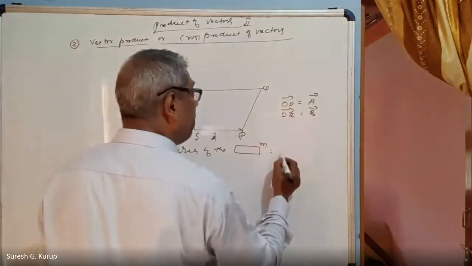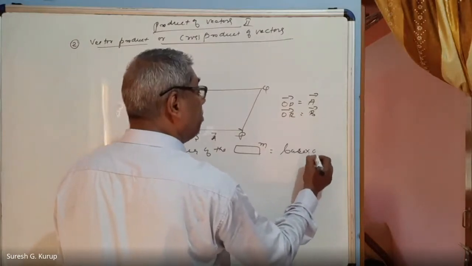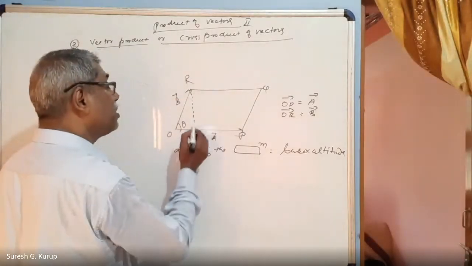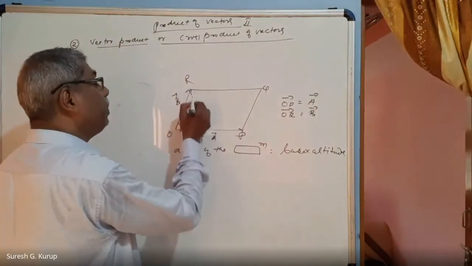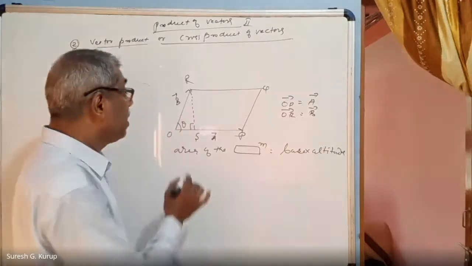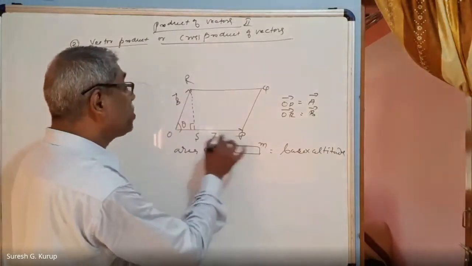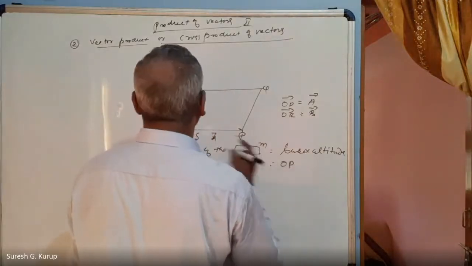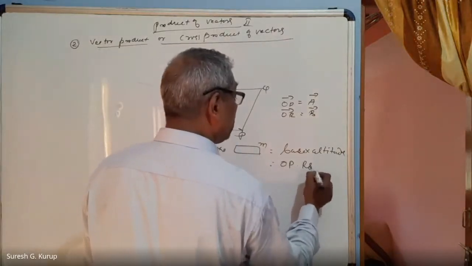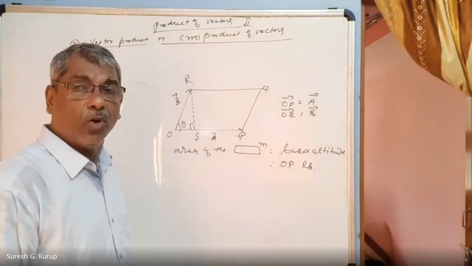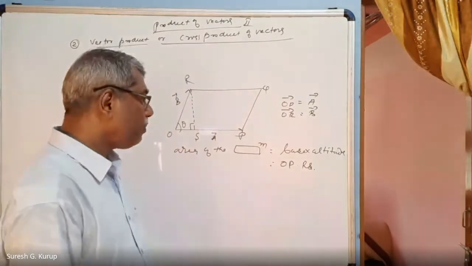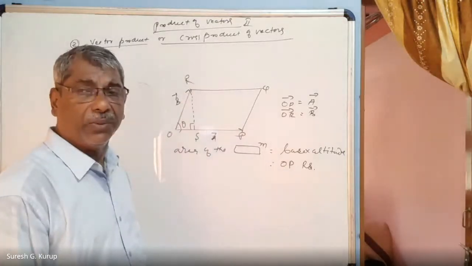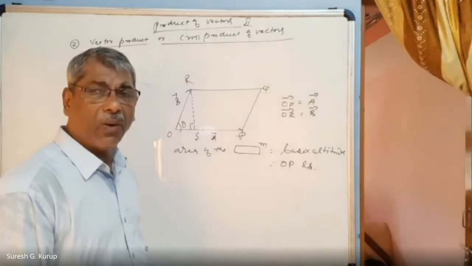Area of the parallelogram I am writing like this. Parallelogram is equal to base into altitude. This is the altitude. RS is the altitude. If a perpendicular is drawn from R to S, this is the altitude. What is base? OP. That is equal to OP into RS. OP is the base and RS is the altitude. Base and the altitude is the area of the parallelogram.